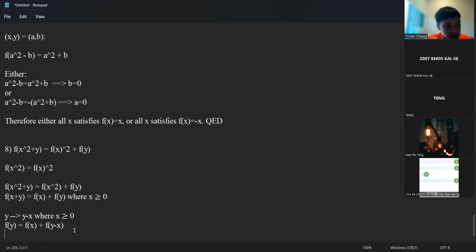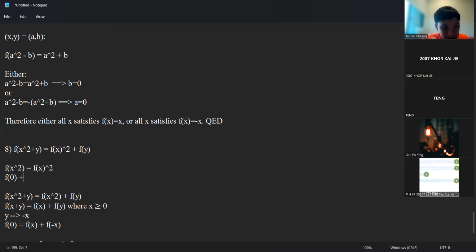Okay, let's just prove it's even first, or odd. If I let y become minus x, then f(0) equals f(x) plus f(minus x). Okay, what's f(0)? That's the next question. You can plug it here: f(0) equals f(0) squared, meaning f(0) is 0 or 1.